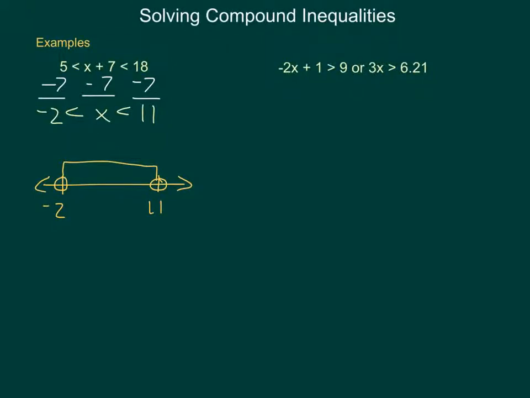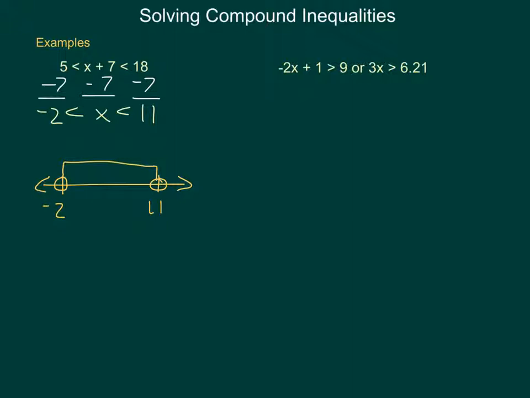So if I were to pick a number such as 2, which would end up right about here on my number line, 2 plus 7 is 9, and 5 is less than 9. 9 is less than 18, so that works.